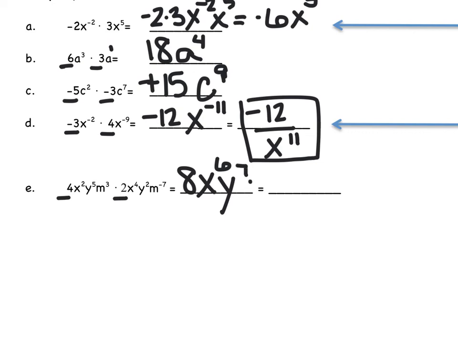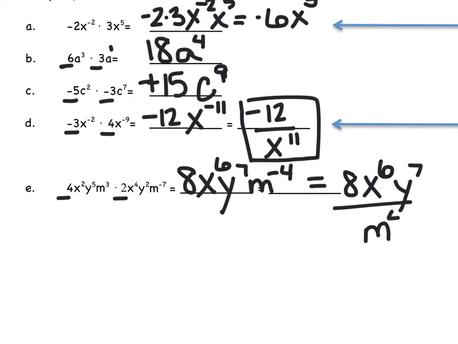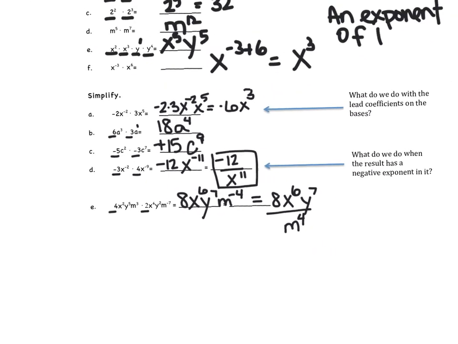And we can add the exponents for our m's. 3 plus negative 7 is a negative 4. Now remember, we don't want negative exponents if we're going to be completely simplified. And we leave everything that has a positive exponent where it is. So my 8 stays, my x to the 6th stays, my y to the 7th stays, but my m to the 4th has to move to the bottom, which makes that exponent positive. So we've got our value completely simplified.